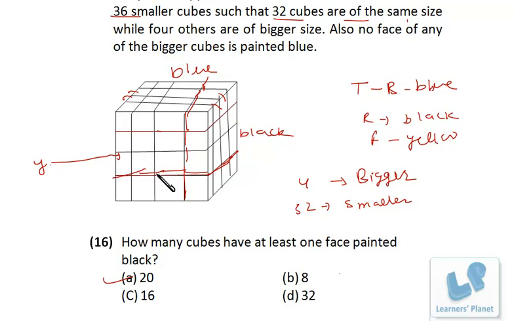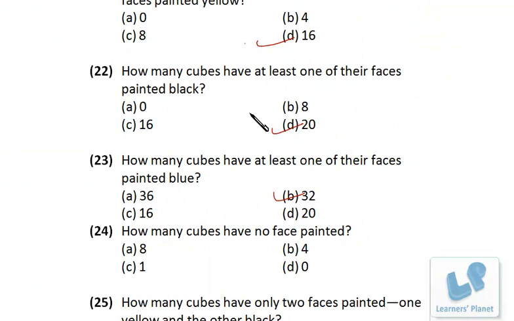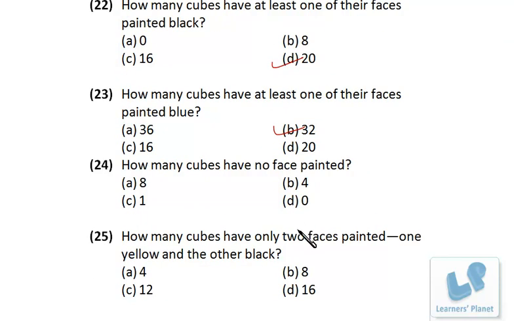Getting my point? Because the top layer is completely colored, the bottom layer is completely colored, and the central layers are a combination of two, so their 2 faces will be colored. Okay, this one and that one, this one and this one. So we don't have any cube, neither smaller nor bigger, without any color. Okay, now how many cubes have only 2 faces painted, one yellow and the other black? That means yellow and black we have to find out.